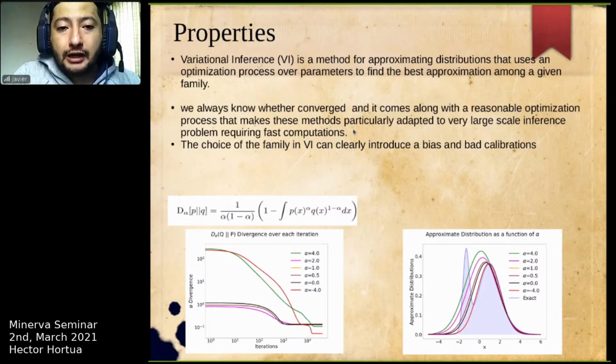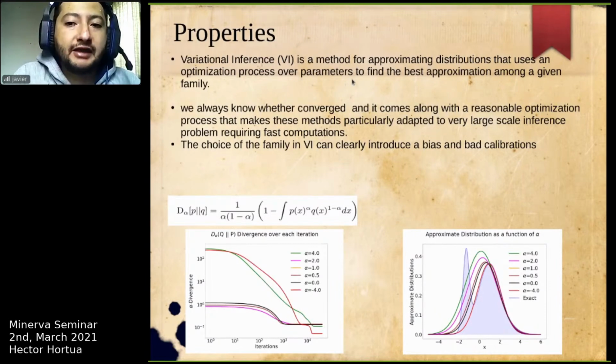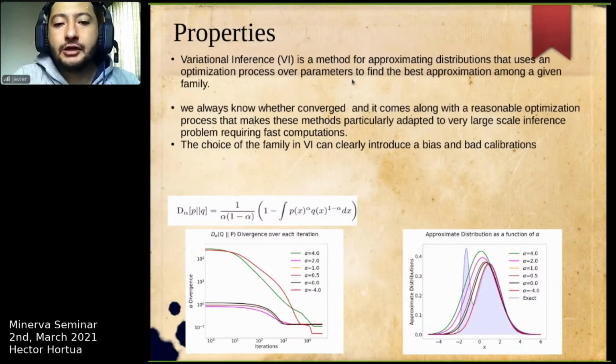And also, one of the advantages of this method is that it's quite fast to get the inference results. So in this case, it is very good for machine learning or big data, in which we have a lot of data and we need to get the inference quickly. So in this case, variational inference is a good method for carrying out this task.